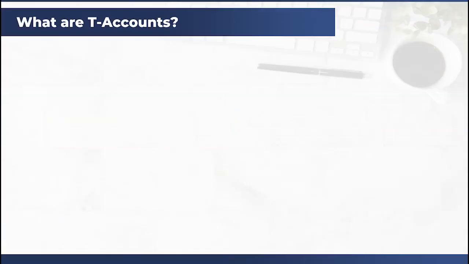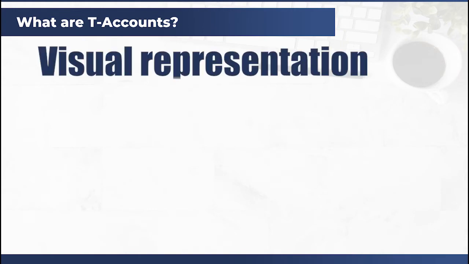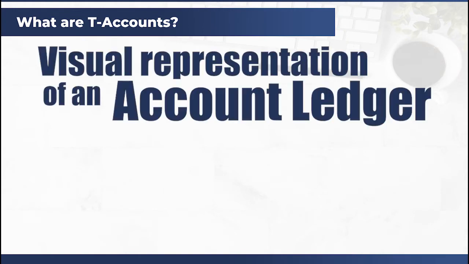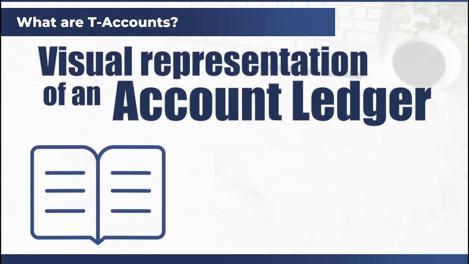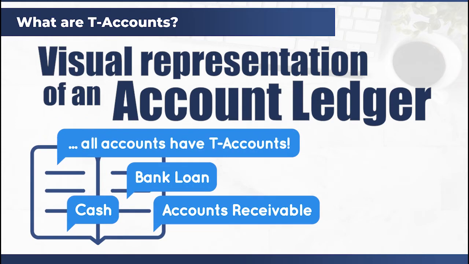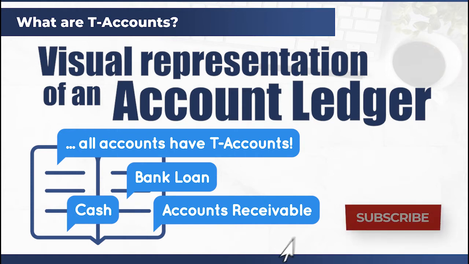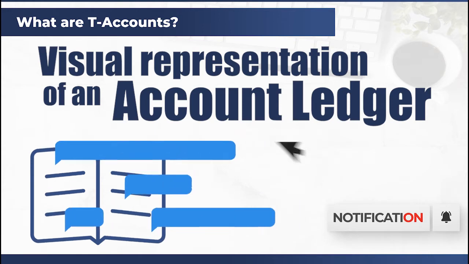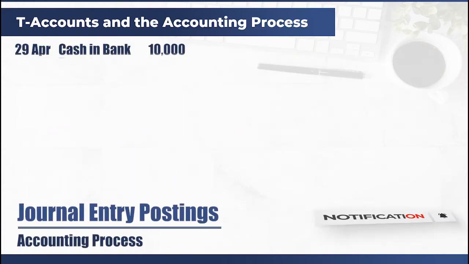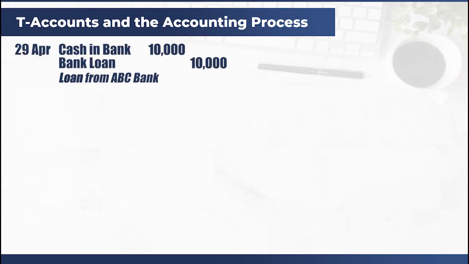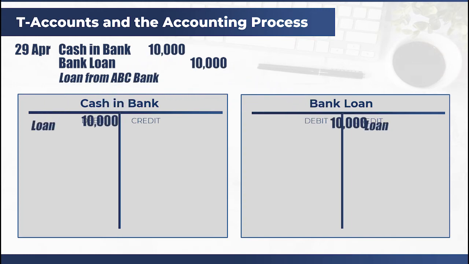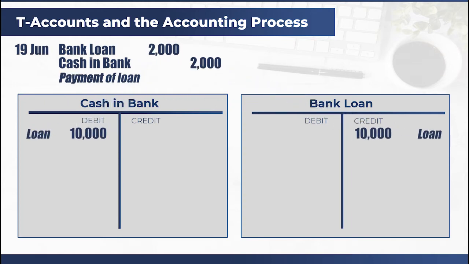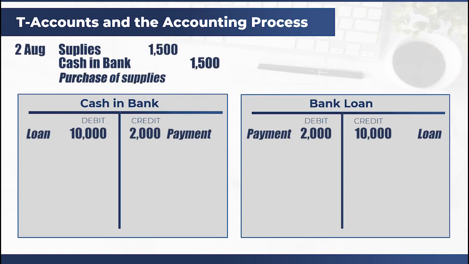Simply speaking, T accounts are a visual representation of an account ledger. Each account that is created and already exists in the accounting system has its own separate T account. In basic accounting, we use T accounts to visualize the next steps that come after we post a journal entry. As shown on the screen, each line in a journal entry is affected into each T account. As each journal entry is posted, the numbers in the T accounts pile up towards the end of the year.